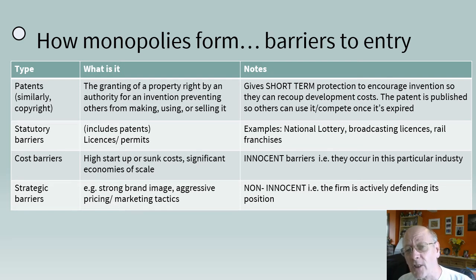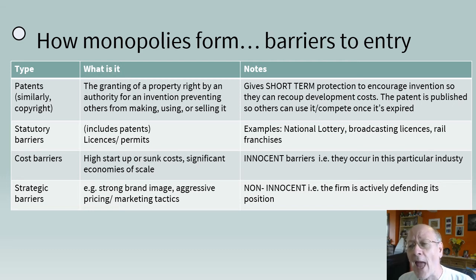There are other statutory barriers. For example, you couldn't just set up a broadcasting station. You need permission from the government to do that. You need to get a license. There's only one company allowed to run trains up the west coast of Britain.